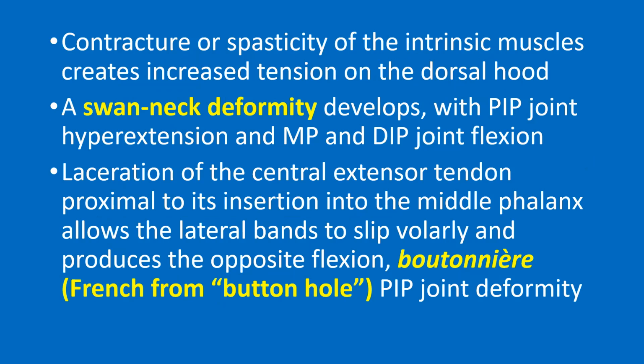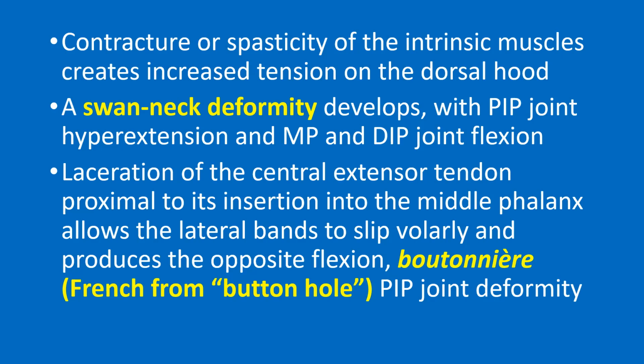Contraction or spasticity of intrinsic muscles creates increased tension on the dorsal hood. Coming to the swan neck deformity, this develops with the proximal interphalangeal joint in hyperextension and the MP, or metacarpophalangeal joint, and distal interphalangeal joint in flexion. Laceration of the central extensor tendon proximal to its insertion into the middle phalanx allows the lateral bands to slip volarly.